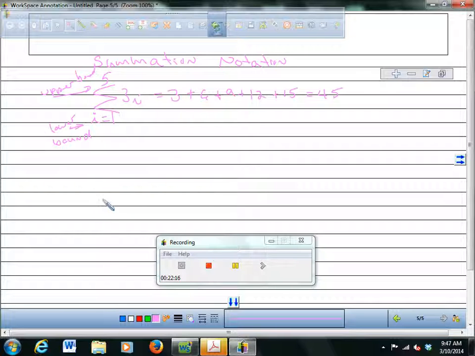Here's some finite series. We'll talk about that. Properties of sums.